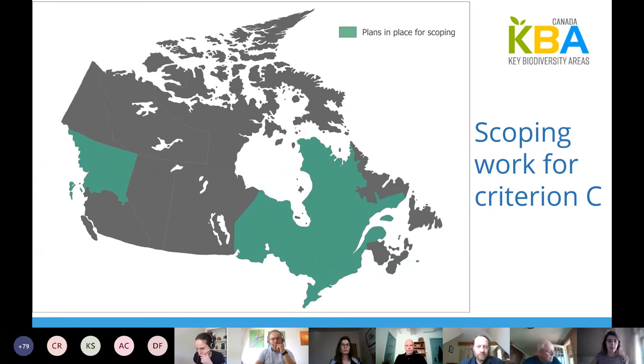Next, here is a map of our scoping work for Criterion C. Criterion C is for large sites with the highest ecological integrity within an ecoregion. So we have plans to begin scoping for these sites that meet this criteria in northern BC, Ontario, and Quebec to start, and that process is going to be coordinated by Lucy Poley. Work is going to start in these places, but there's also potential for Criterion C sites in other northern areas that Juan Zuluaga will talk about more later on in this session.